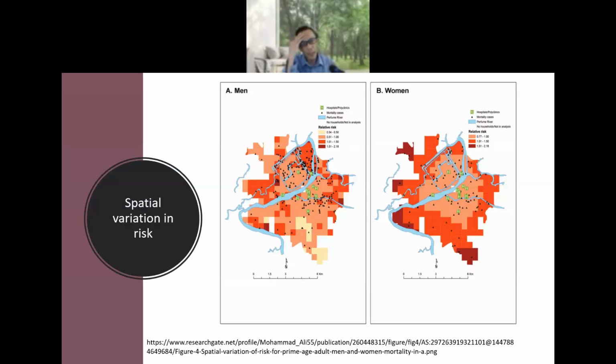Okay, I'm not sure how many klinik kesihatan there are in Kelantan. So from each klinik kesihatan, you take the perinatal mortality rate, for example, and then you can make a map like this. Which area has higher risk for perinatal mortality and which area has lower risk for perinatal mortality. Very useful. So, all right.